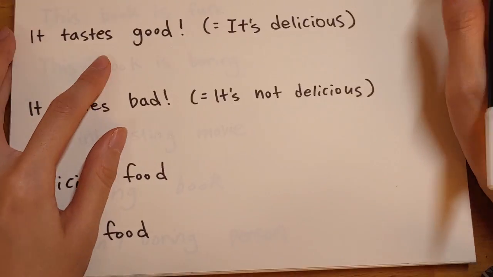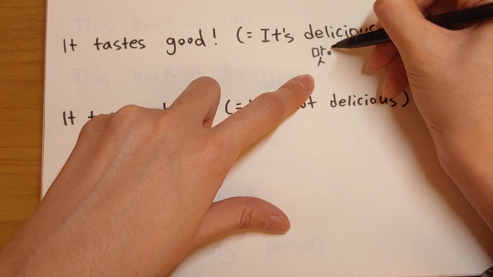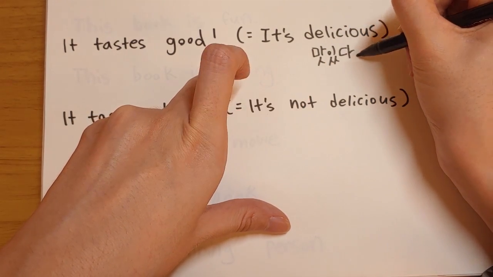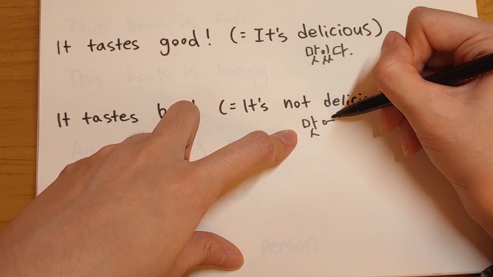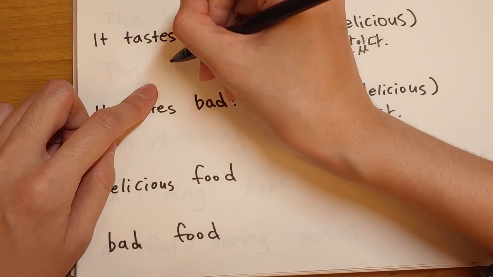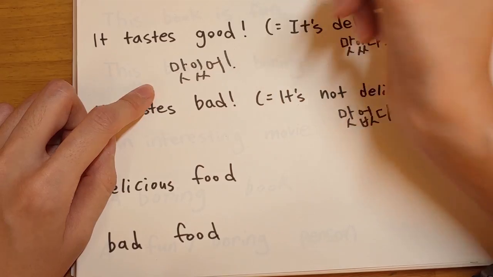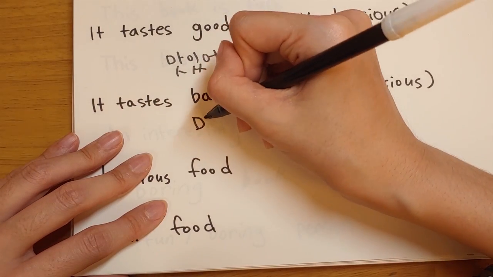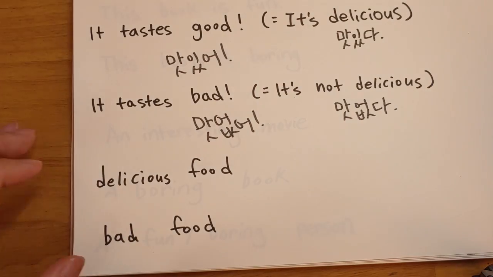It tastes good, it means it's delicious, right? So you can go with the adjective 맛있다. And when you want to say not delicious, you can go with the adjective 맛없다. So when you want to say it tastes good, you can say 맛있어. 맛있어, right? Just conjugated in present form. And 맛없어 for it tastes bad, right?